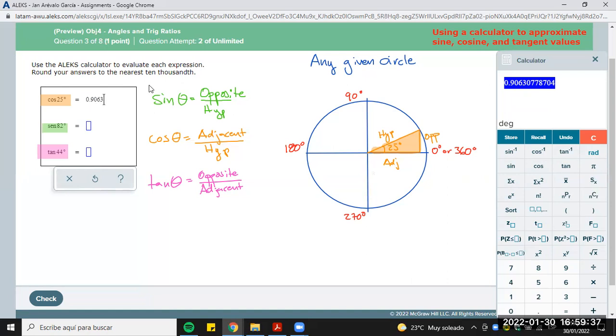0.9063 rounded up to the nearest 10,000. Be careful with round ups in this exercise. Let's look at the other one.